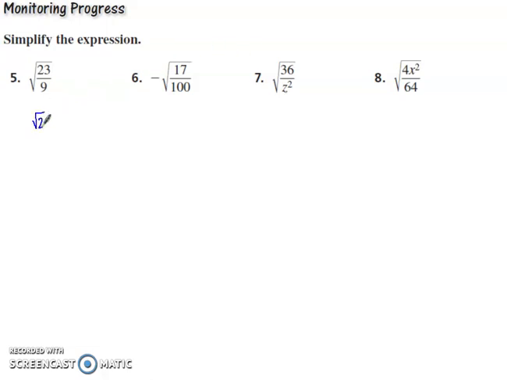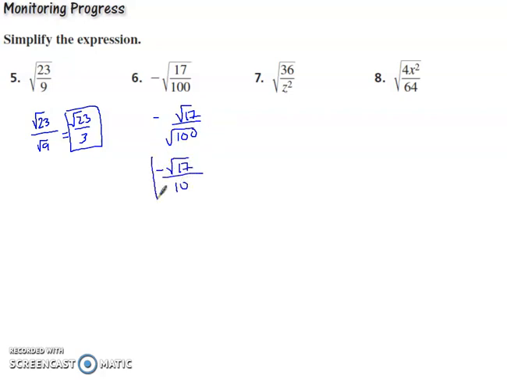Splitting up my radical, I've got square root of 23 over the square root of 9, or square root of 23 over 3. Here I've got a negative square root of 17 over the square root of 100, and the square root of 100 is 10, but the square root of 17 does not simplify, so here is my fraction. I split up my fraction into 2 separate radicals.